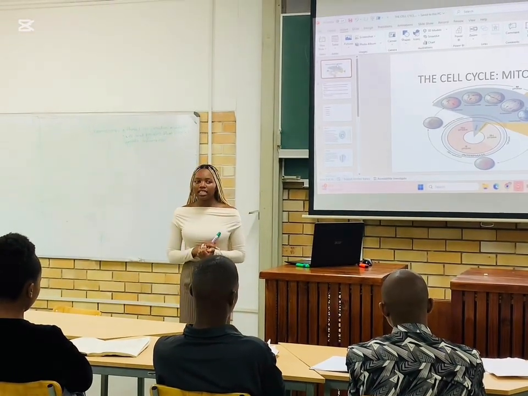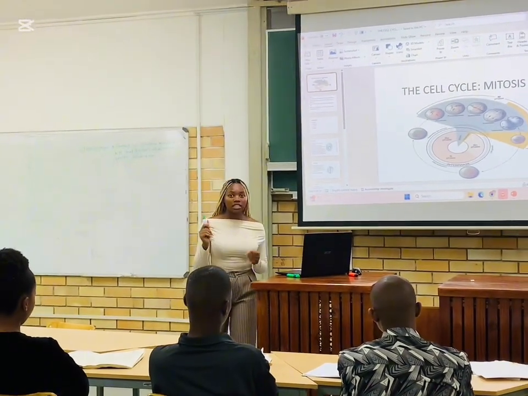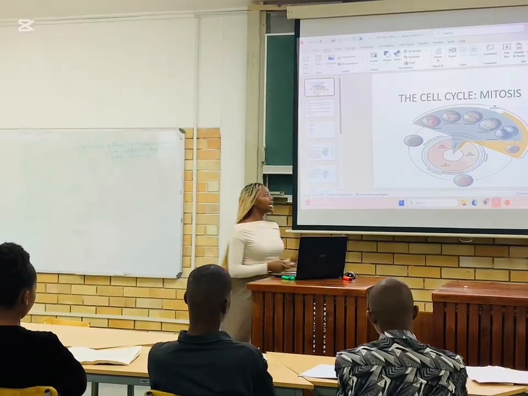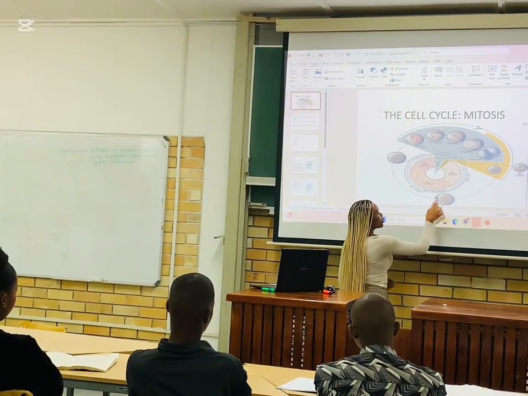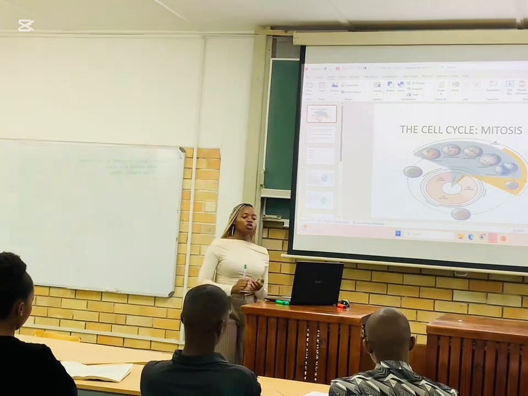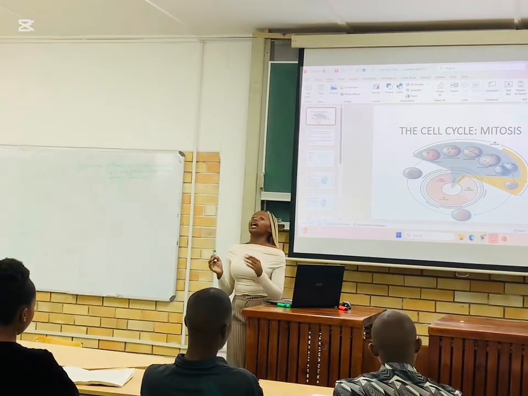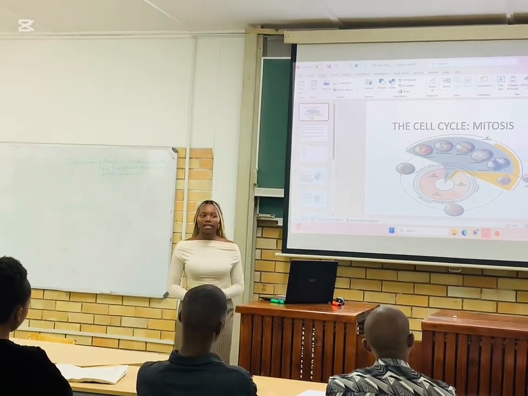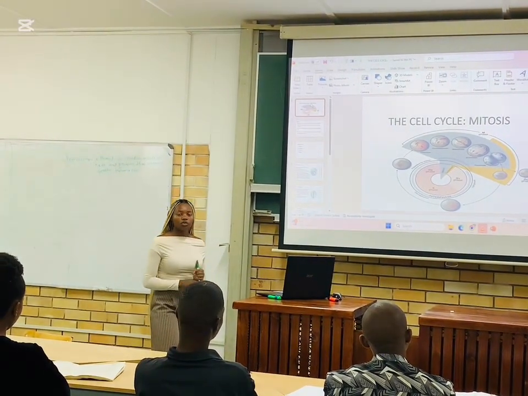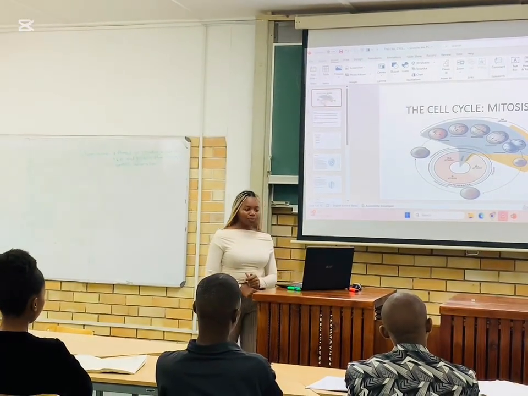As Umahle said, a cell consists of various components, including a nucleus. So, a nucleus, this is the structure of a nucleus. This is where mitosis takes place. So, what do we mean by mitosis? Mitosis is a biological process whereby a single cell divides to form two identical daughter cells.